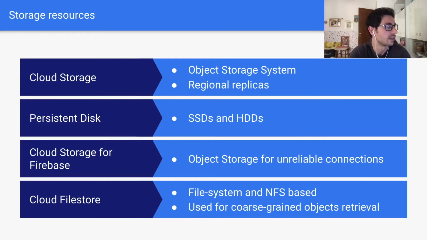And finally, among the ones that I'm proposing, there is Cloud Filestore. Cloud Filestore is more of a file system-based solution, so more for NAS, as I was saying before, based on the NFS protocol, and used for coarse-grained object retrieval. It's like when you want to retrieve a full image. You don't want to retrieve a part of an image most of the time. When you want to retrieve part of objects, usually you use a query language, and so here we go into databases. This is not the case for Filestore. Here we're talking about files.